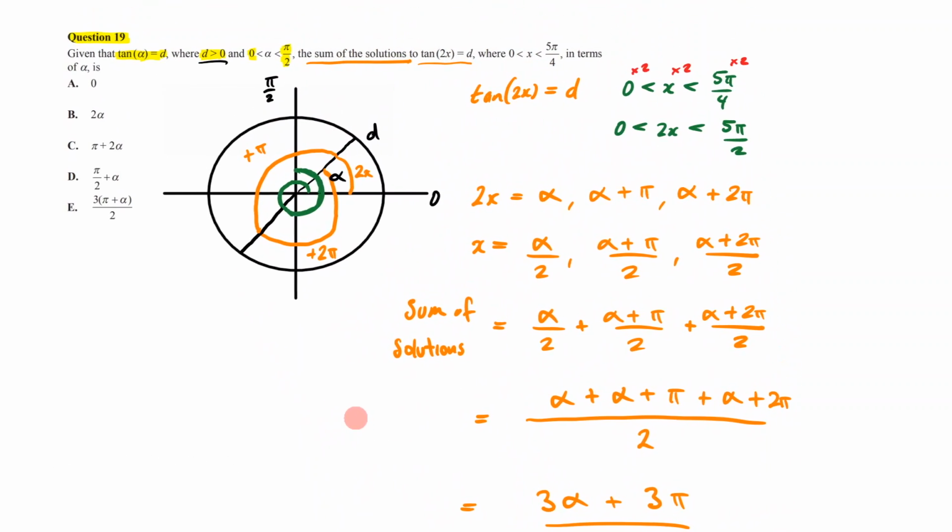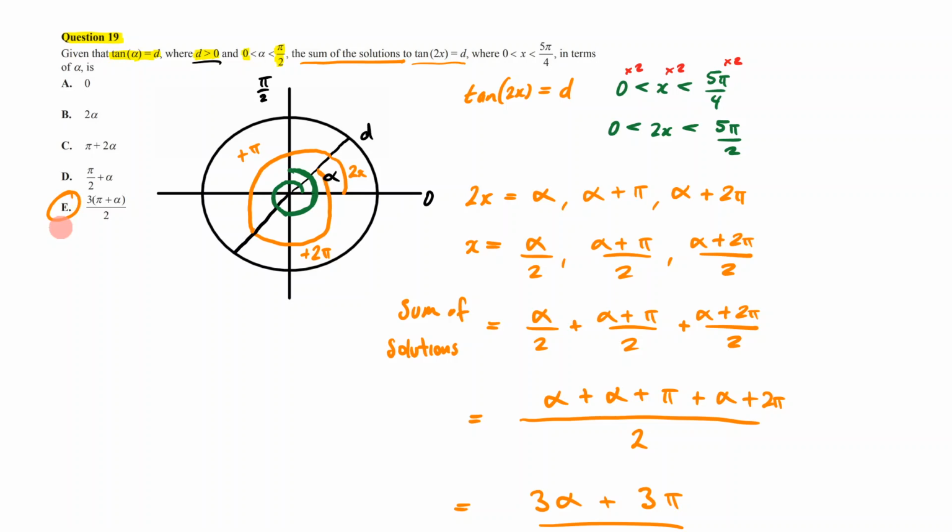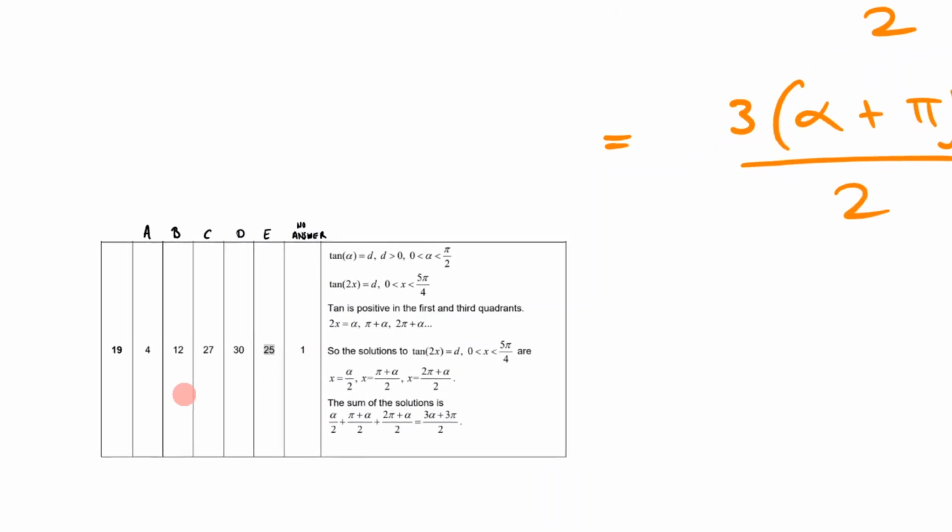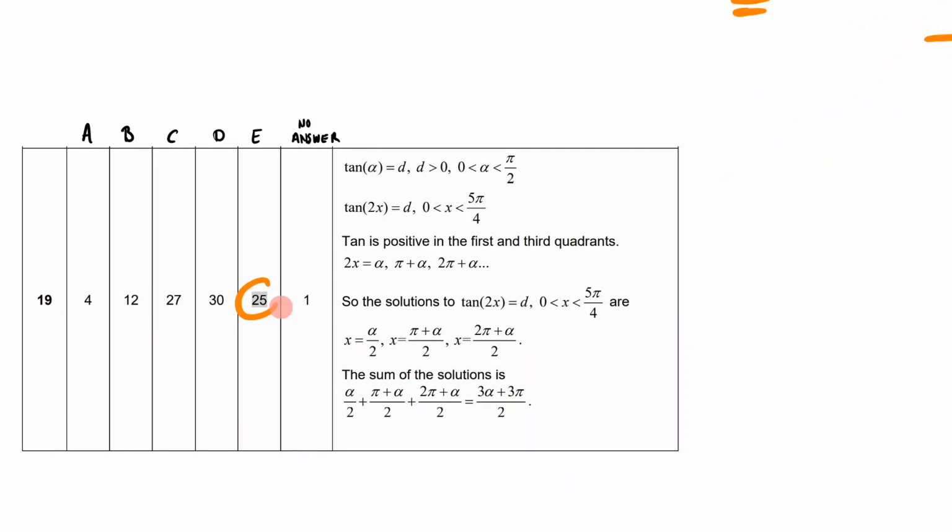We come and we look at the options we've been given. That is option E. We come and look at our examiner's report here, and you can see 25% of people got this. There is the worked solutions that VCAA provides. That's the same thing that I went through just now.